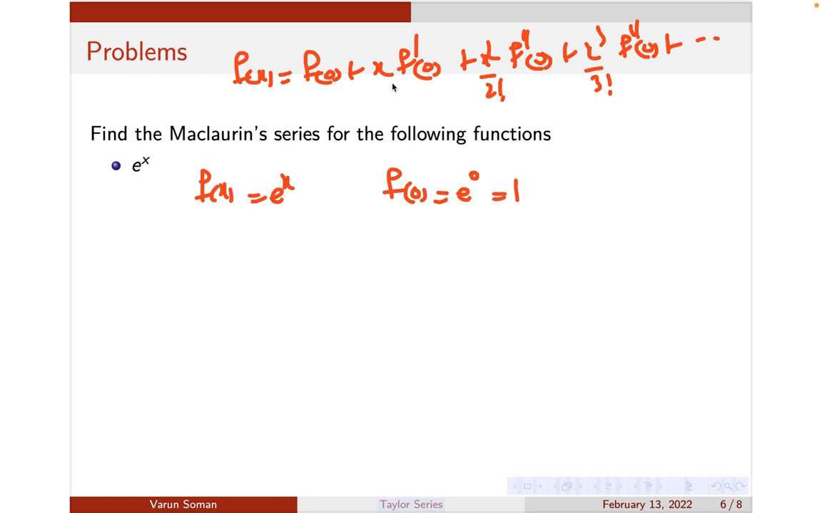Next in the expansion you have x, and you already know the value of x. And what is f dash of 0? First you need to find f dash of x. What is f dash of x? It is e raised to x. So what is f dash of 0? It is e raised to 0, equal to 1. So prepare a table like this in your paper.